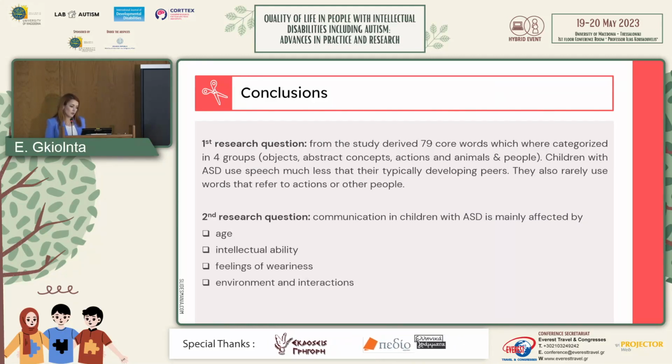The second research question was answered: communication in children with ASD is mainly affected by age, intellectual disability, feelings of weariness, and environment and interactions. Those are results that came up from those that I showed you earlier, but I didn't include important information because we are short on time.